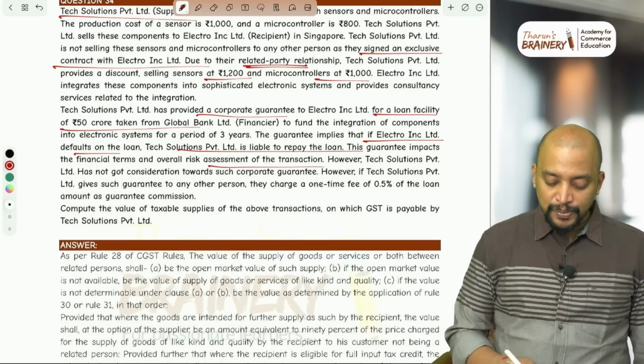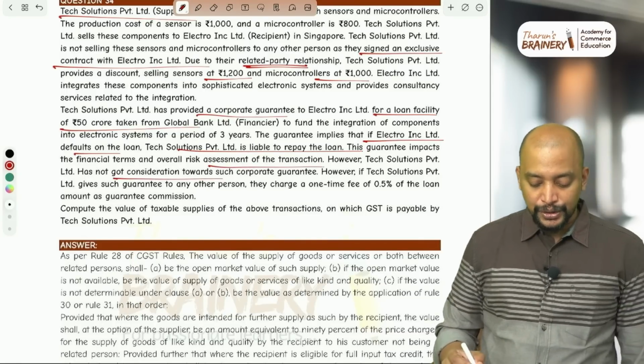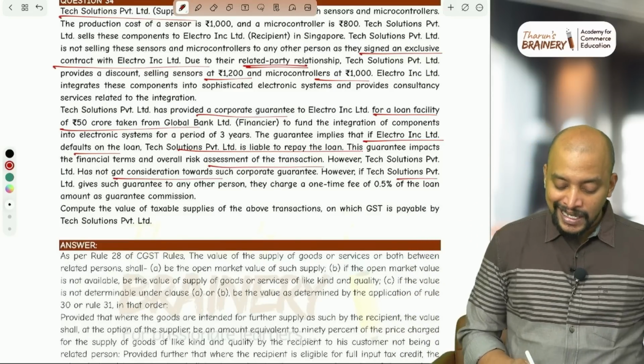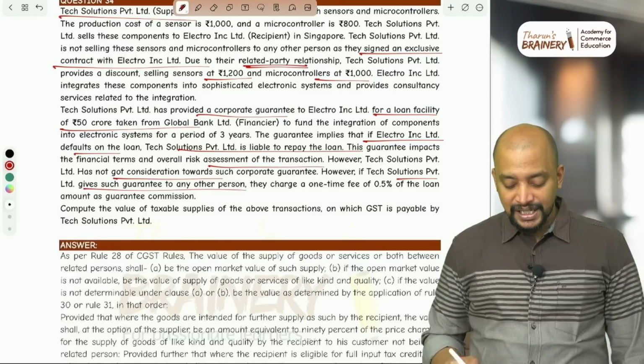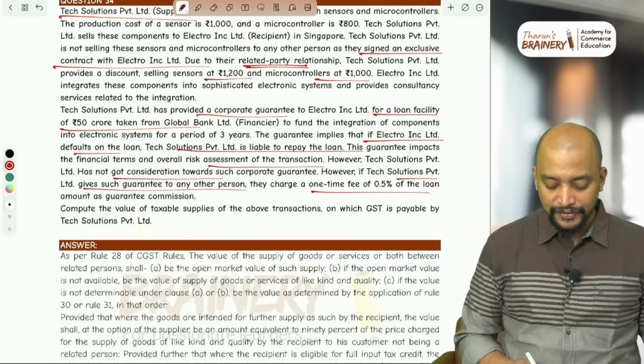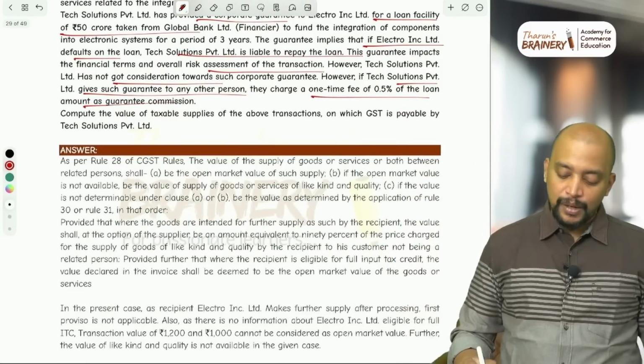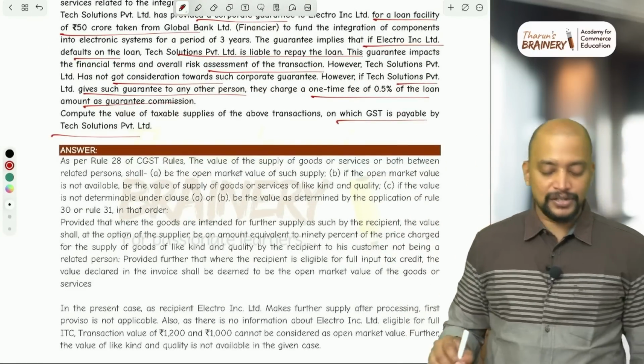However, Tech Solutions Private Limited has not got consideration towards such corporate guarantee. However, if Tech Solutions Private Limited gives such guarantee to any other person, they charge a one-time fee of 0.5% of the loan amount as guarantee commission. Compute the value of taxable supply of the above transaction on which GST is payable by Tech Solutions Private Limited.